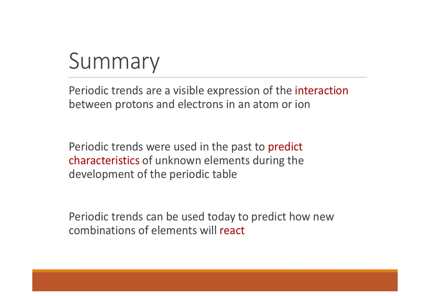So in summary, the periodic trends are really a visible expression of the interaction between protons and electrons in an atom or in an ion. These periodic trends were used in the past to predict the characteristics of unknown elements that had not been discovered yet, but scientists realized that something would fit right here in the periodic table. Nowadays, we still can use periodic trends to predict how new combinations of elements will react, because it gives us some idea about how these elements and protons are going to behave if we create something new.